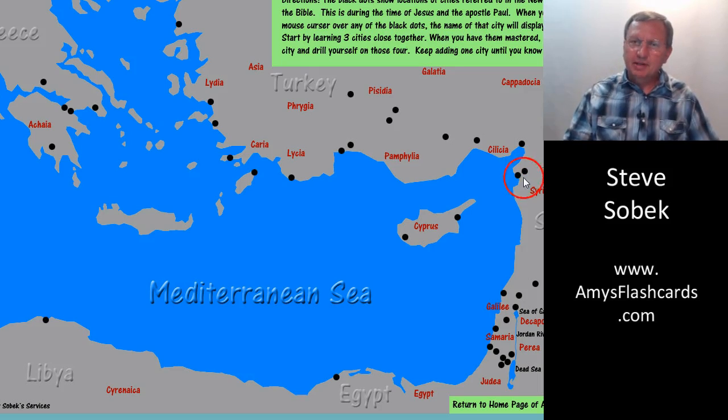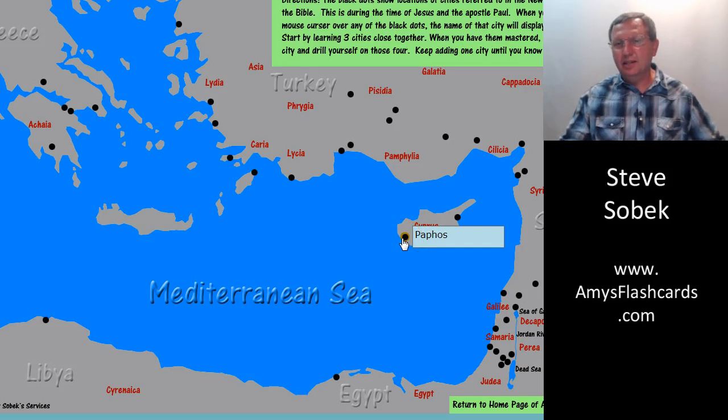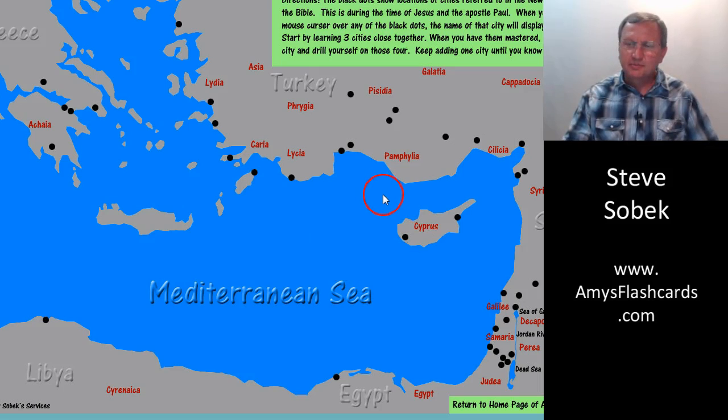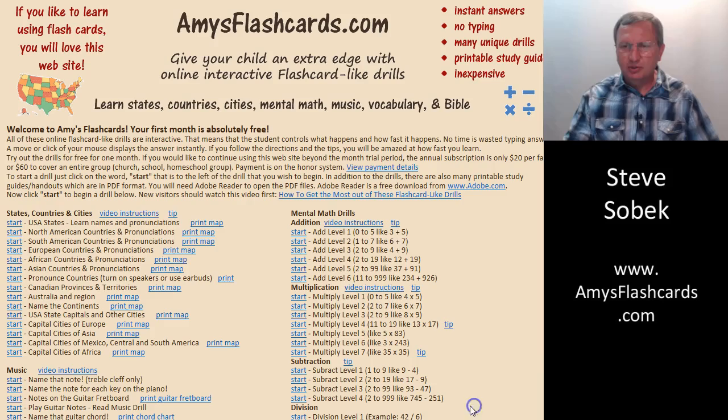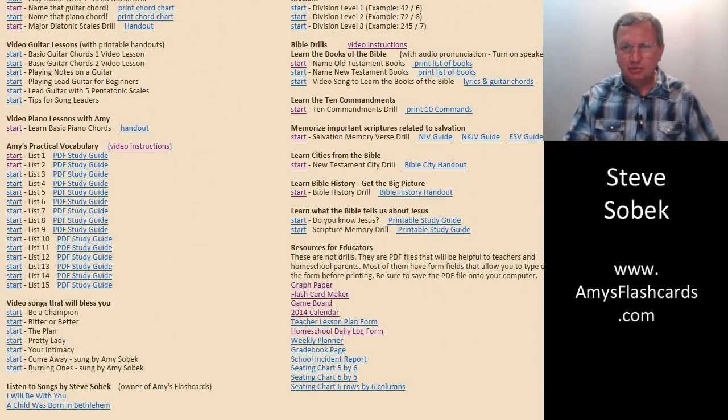And the Bible becomes more alive and easier to understand when, as you're reading, you come up to Paphos and you say, well, I know exactly where that's at. That's on the island of Cyprus. It's easier to read the Bible and understand it when you know where everything is at and where all these cities are located. We return to the home page. That's a quick snapshot of my Bible drills.